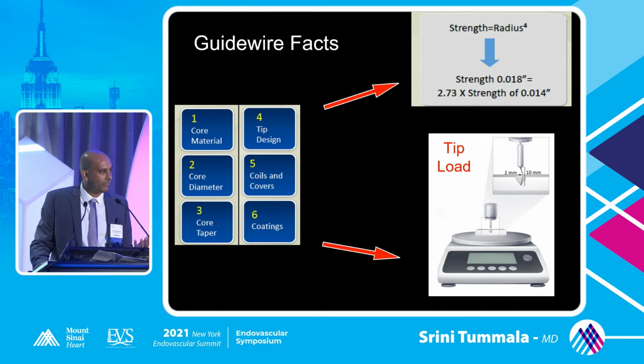So when you're tackling a FemPop CTO, you can see how this really makes a difference in terms of pushability, torqueability, et cetera. What about tip load? The minimum grams of pressure needed to deflect the distal 1 centimeter of a guide wire 2 millimeters. So for tip load, that's obviously an important point when you start looking at guide wires.